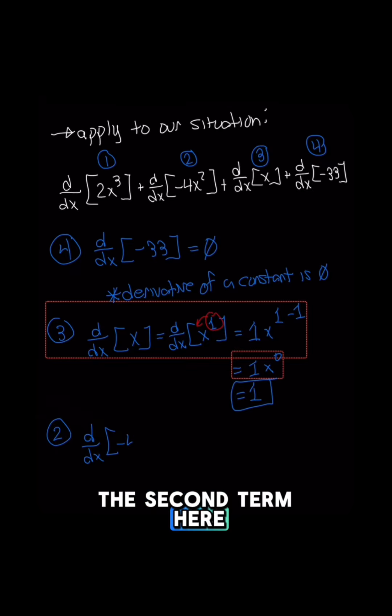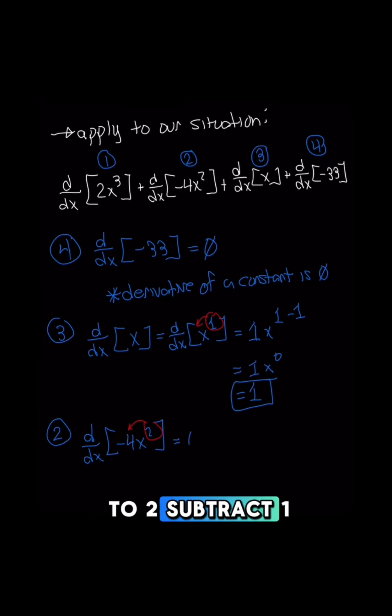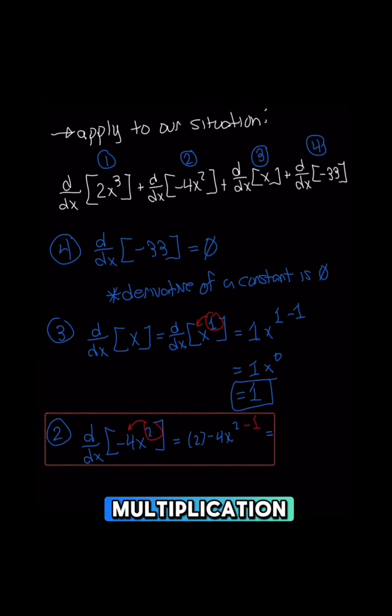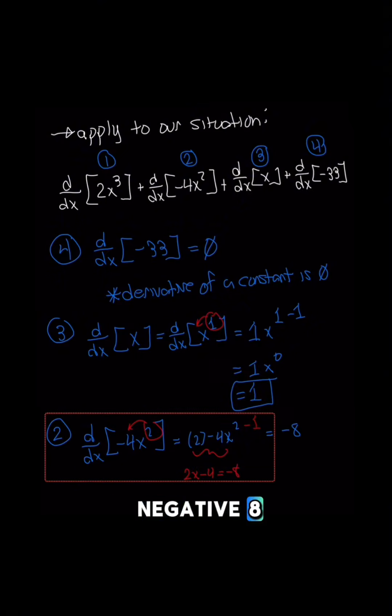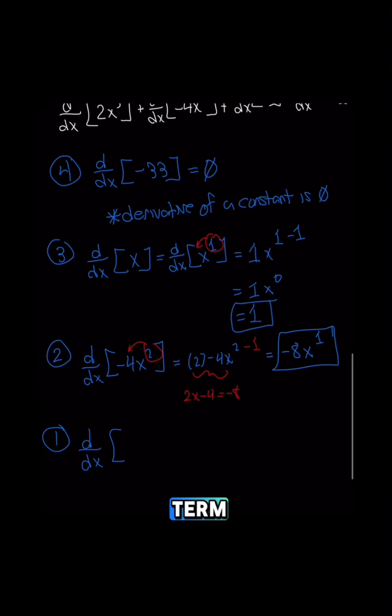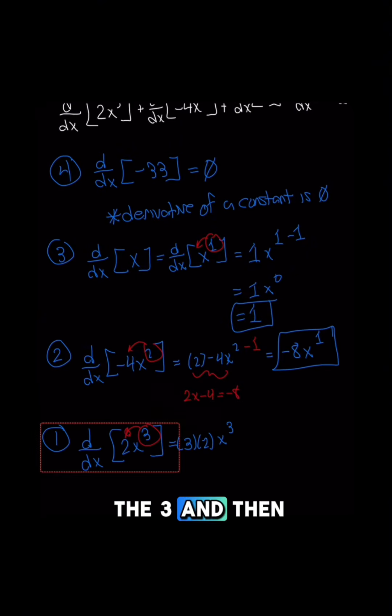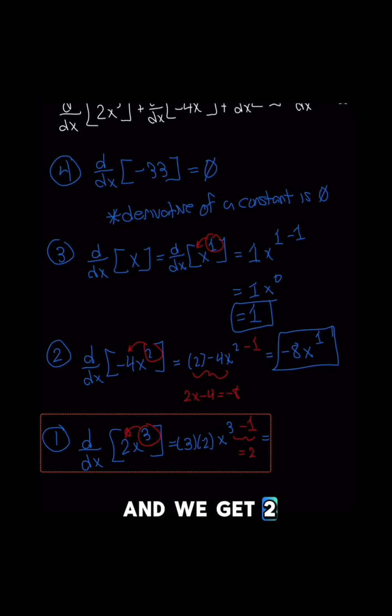And the second term here, we can bring down the 2, subtract 1 from the 2. We can do this simple multiplication. 2 times negative 4 equals negative 8. So we get this for the answer for that term. For our first term, we just bring down the 3 and then subtract 1 from 3 and we get 2. And then 3 times 2 equals 6. So we get 6x squared for that.